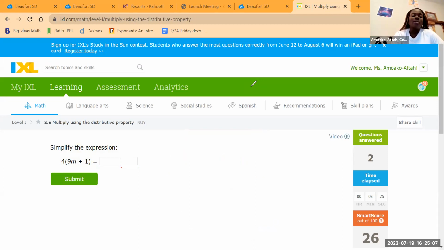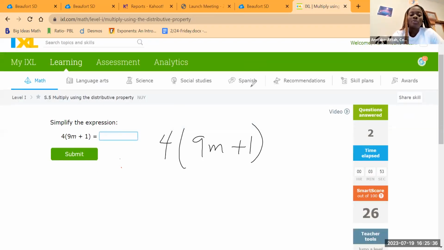Okay, so let's see the next one. We have 4 parentheses or brackets, as I said earlier on. 9m plus 1. And you hear me using parentheses? It's the same as brackets. Okay. So 9m plus 1. So how do I simplify 9m plus 1? 4 parentheses. So 4 times whatever is inside the parentheses. 4 times 9 is 36m, plus 4 times 1 will give you 4.